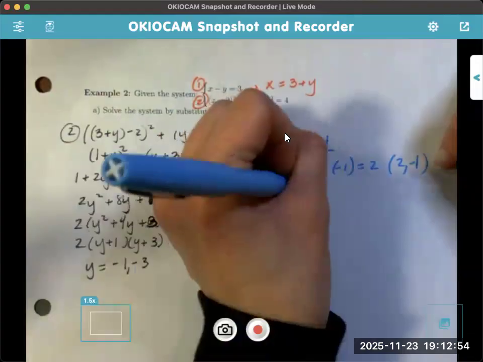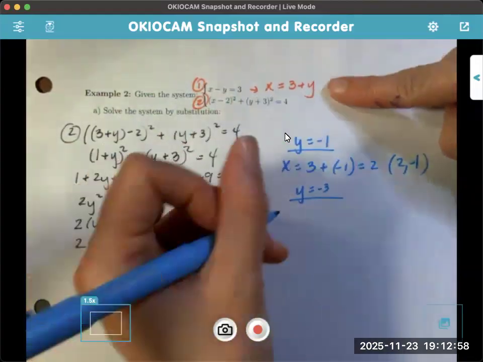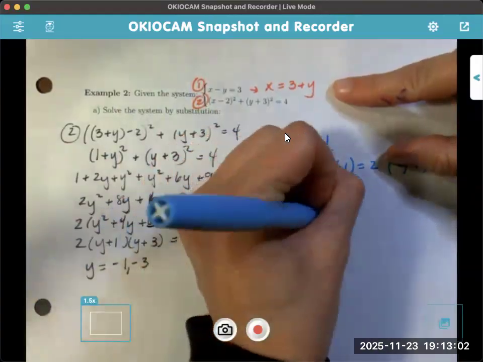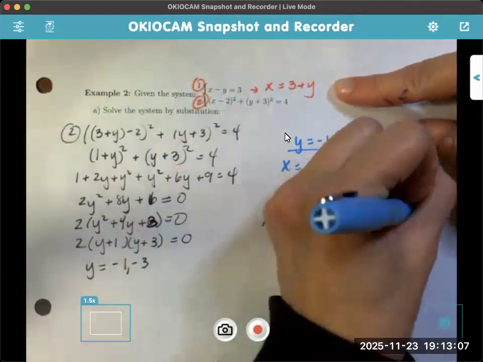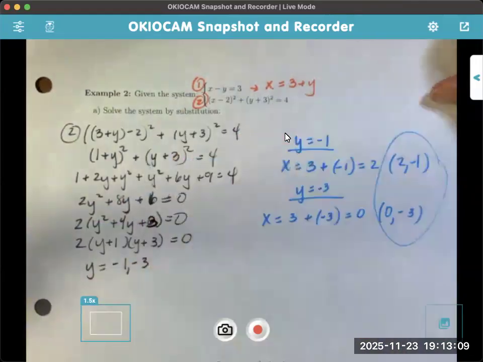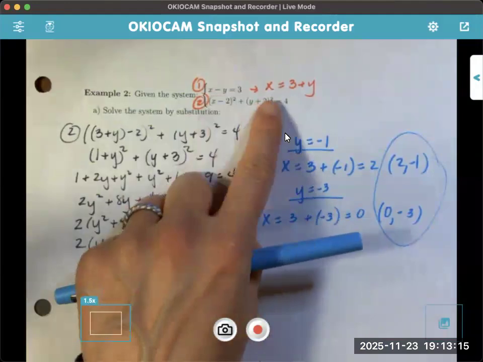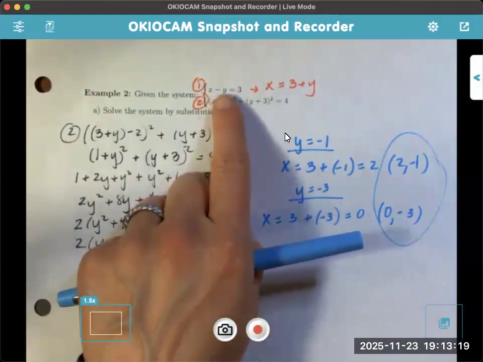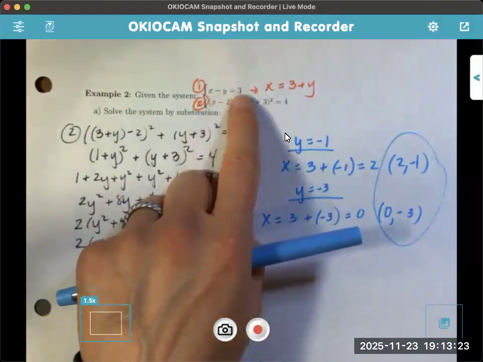And then let's see, y equaling -3. So from up here, equation 1, we have that x equals 3 plus -3, which is of course 0. So then we have 0 comma -3. So here are the two solutions. Again, this is very similar, right? This is a linear equation. We could also say that it is just, if I add the y over, subtract the 3, x minus 3 equaling y.